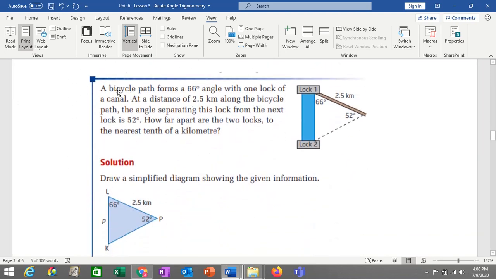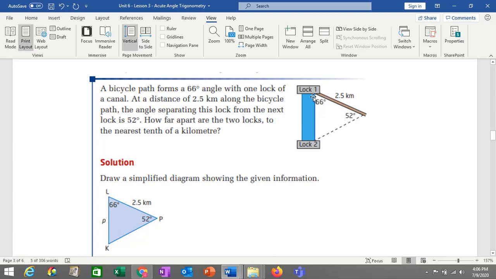Example 1. So we have a word problem here. A bicycle path forms a 66-degree angle with one lock of a canal. I don't know if you know what locks and canals are. Not really super important, I guess, but these are like boats trying to make their way on waterways that are usually artificial. You might have heard of the Welland Canal. There's a bunch of famous canals in the world. Suez Canal, Panama Canal. Anyway, it doesn't matter.